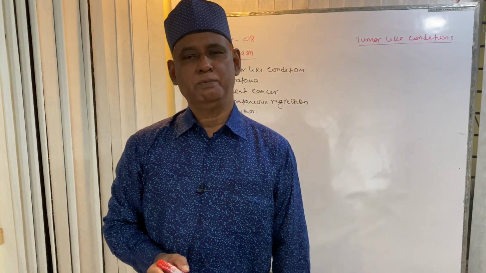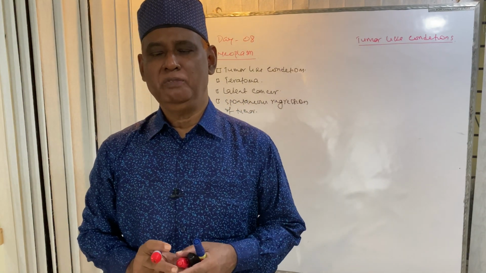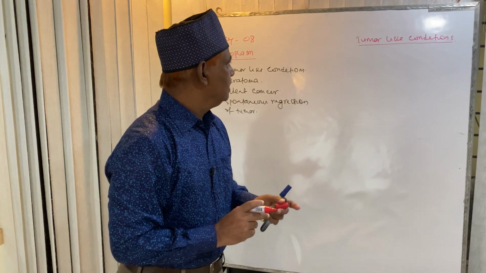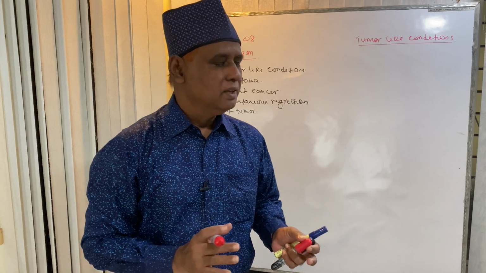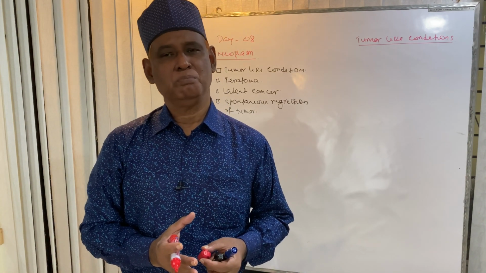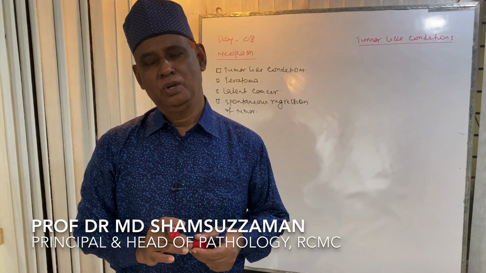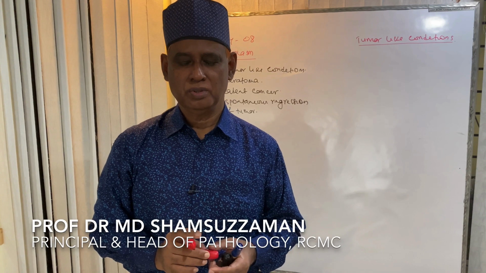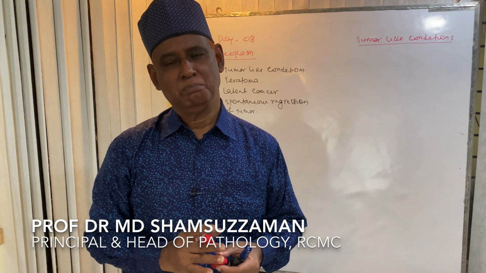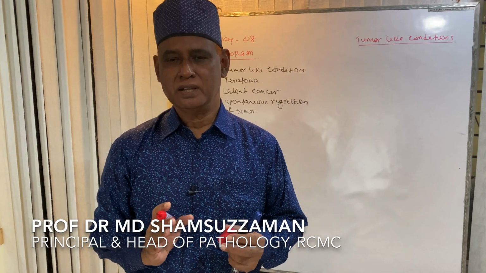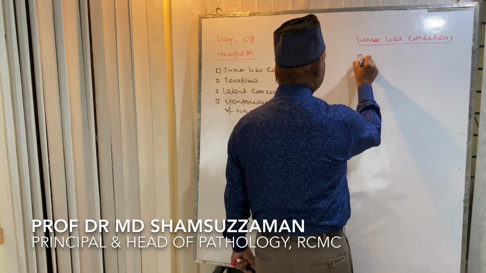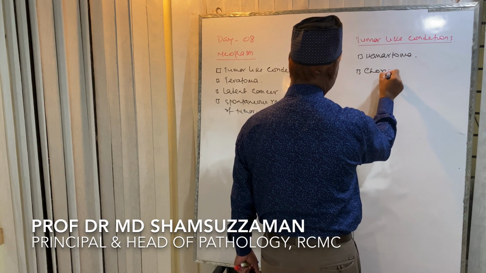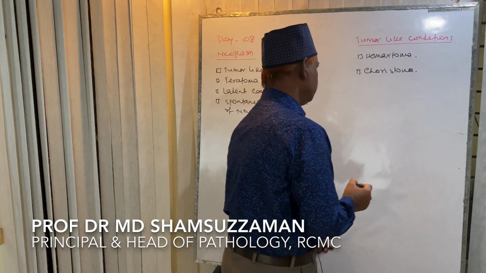Dear audience, previously I have told you the suffix of inflammation is itis and the suffix of neoplasm or tumor is oma. Tumor-like conditions are tumor-like masses, but these are not tumor, although suffix oma is present. These are tumor-like conditions. One is Hamartoma, another is Choristoma. First come to Hamartoma.